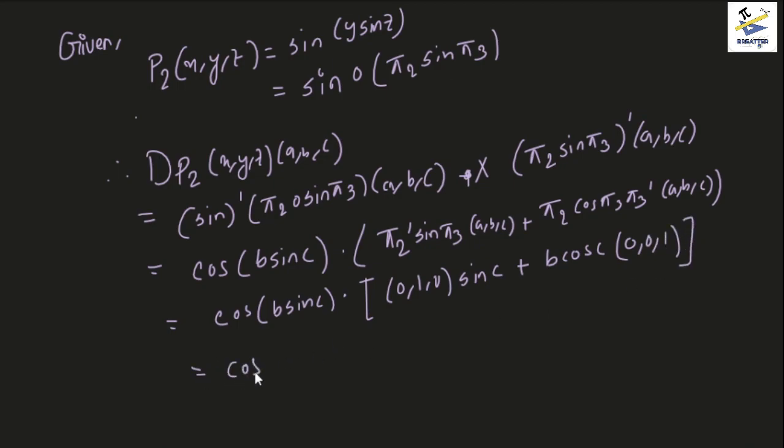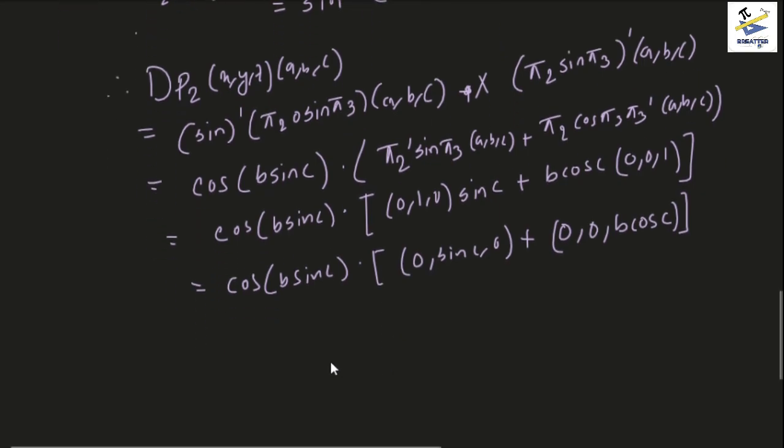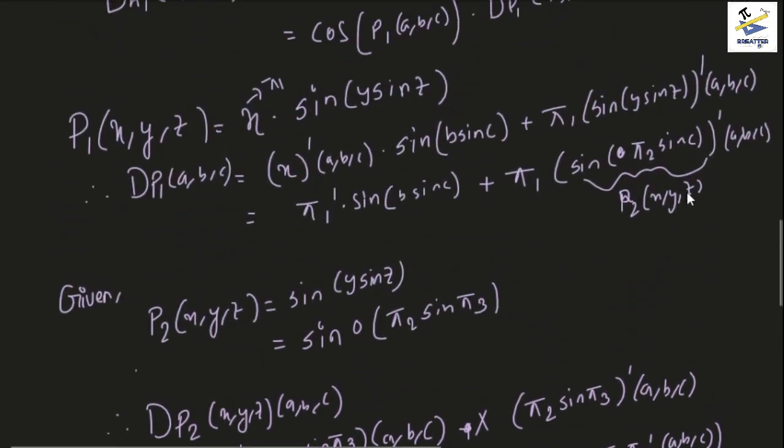So this becomes cosine of b sine c multiplied by 0, sine c, 0 plus 0, 0, b cosine of c. Okay, now since the vectors can be added together, what we can do is cosine of b sine c, and the vectors are basically 0, sine c, b cos c. Okay, so that's basically dp2.